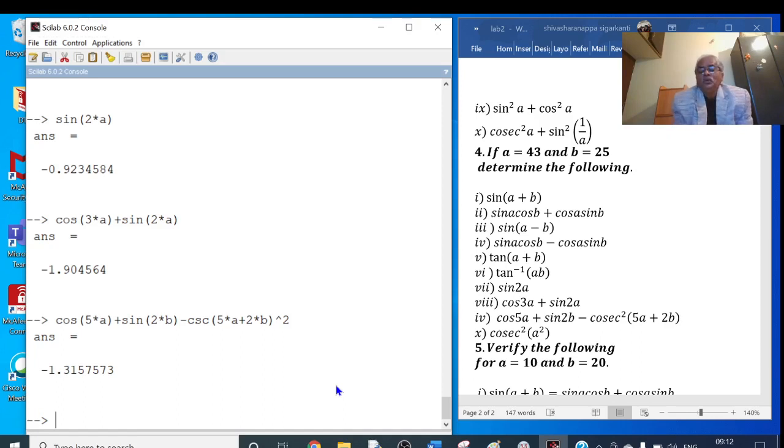Next is cosecant square of A square, that is cosecant of A square, squared. So I write CSC of A square, bracket close. This is our cosecant of A square. I need cosecant square of this, so I put cap 2, power 2. This is our cosecant square of A square. Now press enter and I will get this one. Okay, thank you. I will stop here.